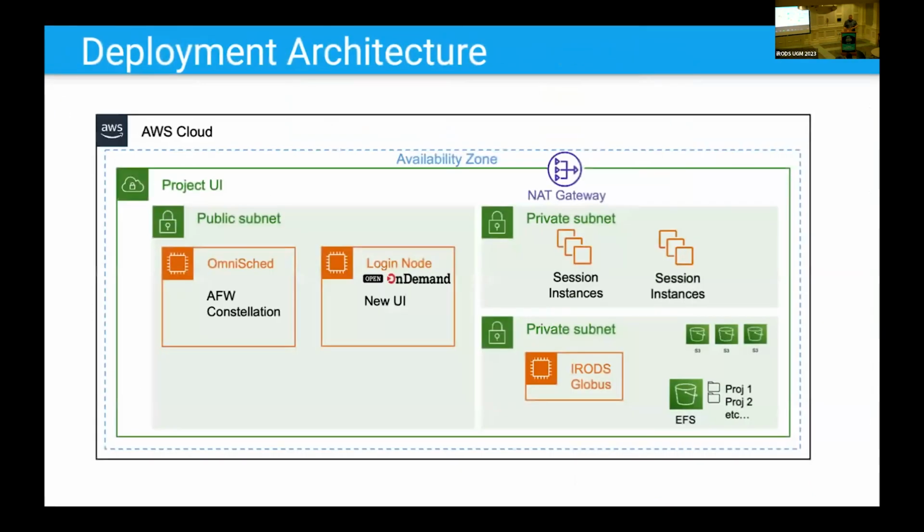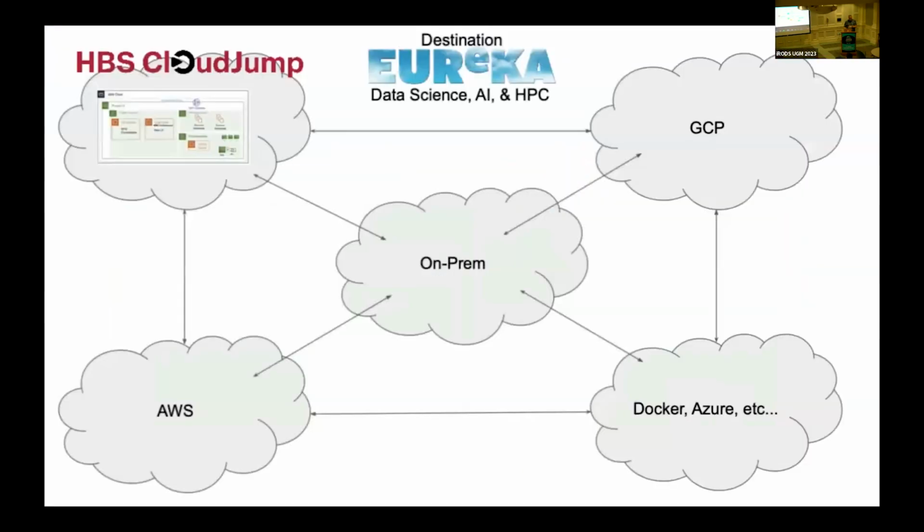Running short on time. Here's kind of the deployment architecture in the cloud. Feel free to look at it. And that's kind of a single site. And what's interesting is you go to a second site, and you're going to have a login node. You're going to have, you know, the Omni scheduler.